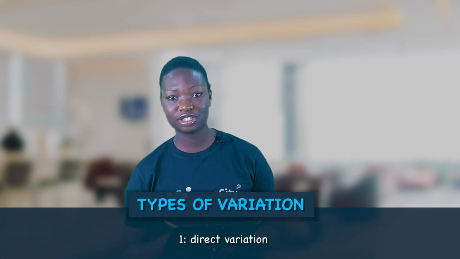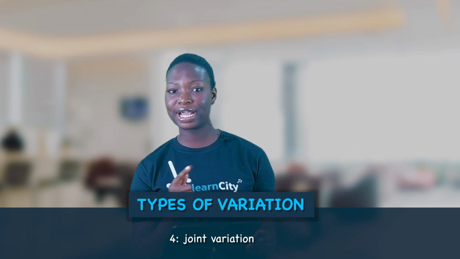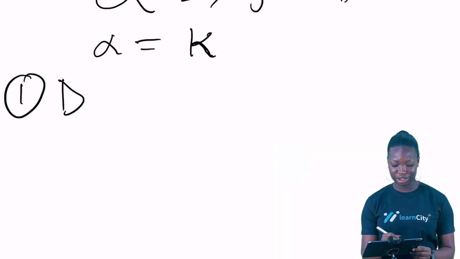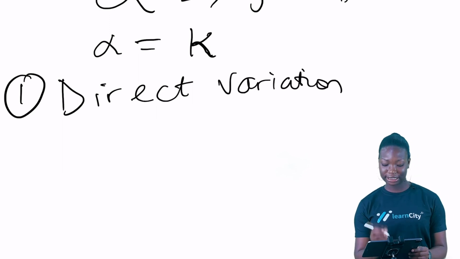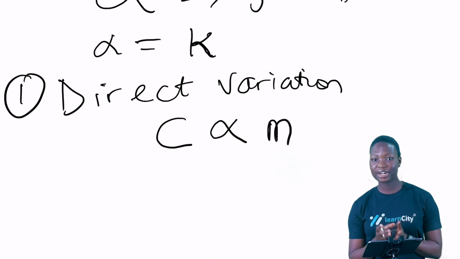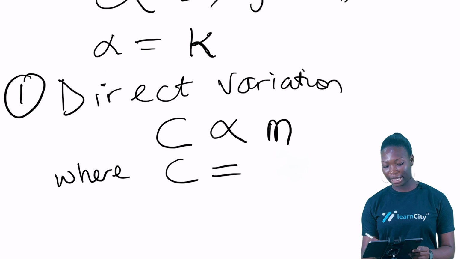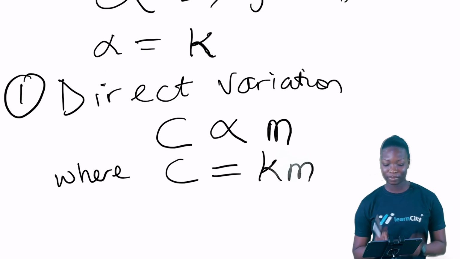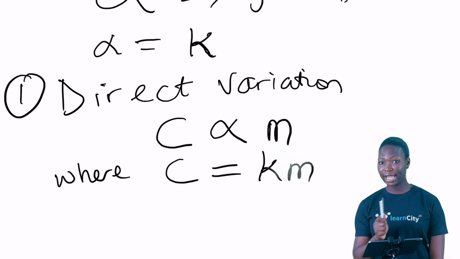Now, we have four different types of variation. We have the direct variation, the inverse variation, the partial variation, and the joint variation. Four different types of variation. For the direct variation, the first one, it is denoted as C varies directly as M, where C is equal to KM. C varies directly as M, where C is equal to KM.